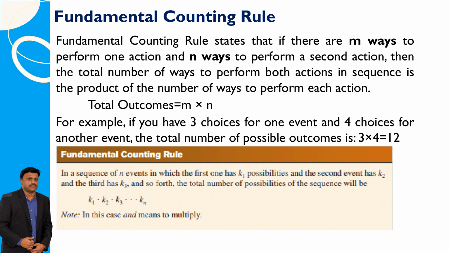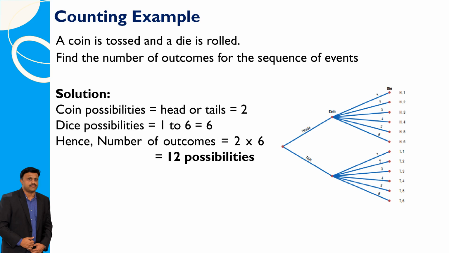The fundamental counting rule states that if there are m ways to perform one action and n ways to perform a second action, then the total number of ways to perform both actions in sequence is m times n. For instance, if you have 3 options for one event and 4 options for another, the total number of possible outcomes is 12. When a coin is tossed and a die is rolled, there are 2 possible outcomes for the coin, heads or tails, and 6 possible outcomes for the die, numbers 1 through 6. Therefore, the total number of possible outcomes for this sequence of events is 12.